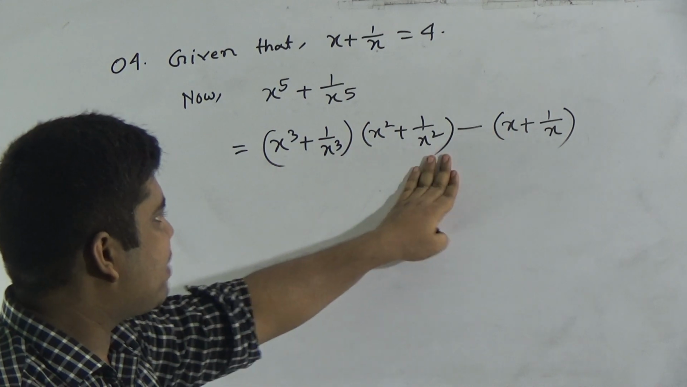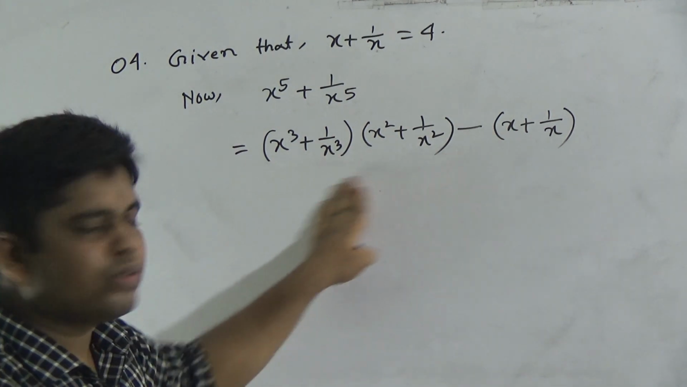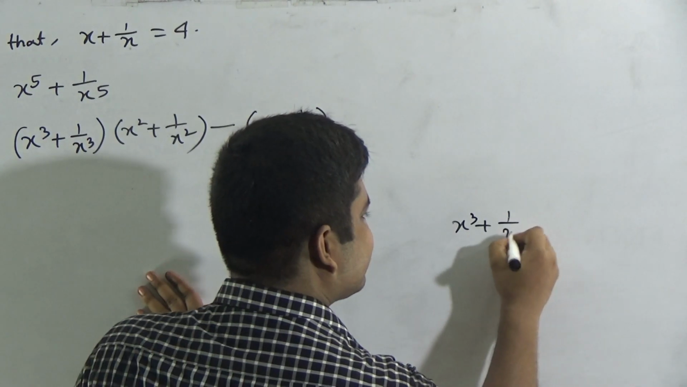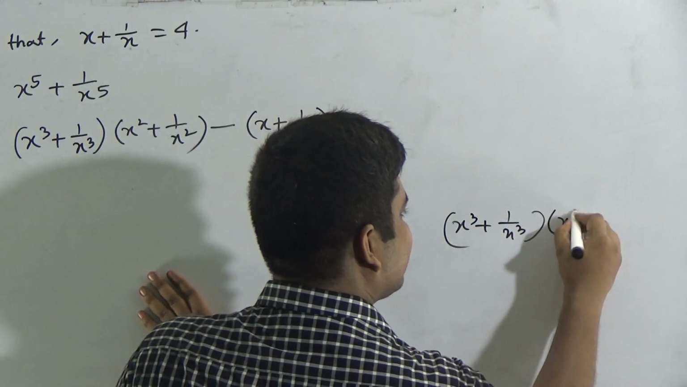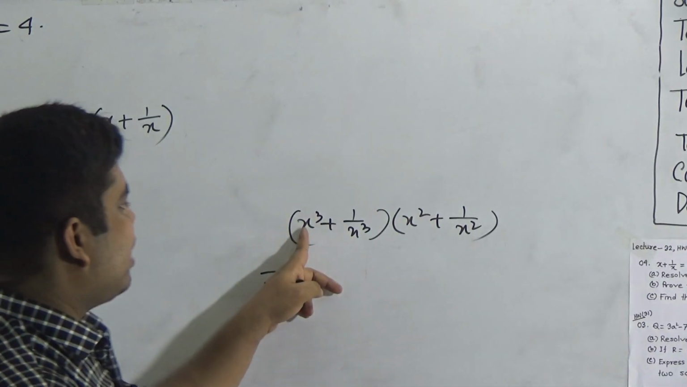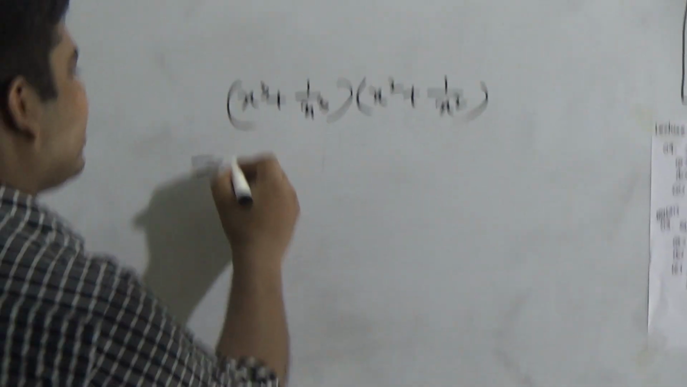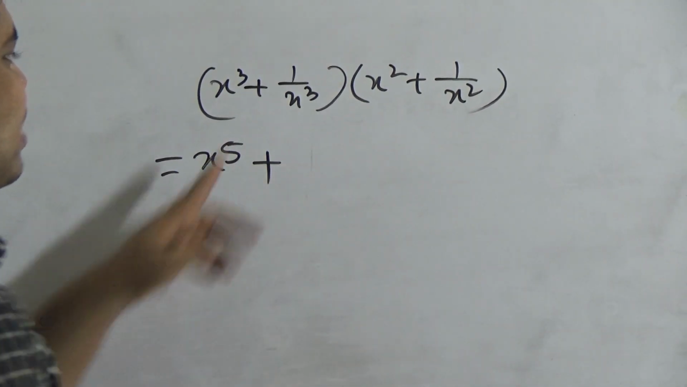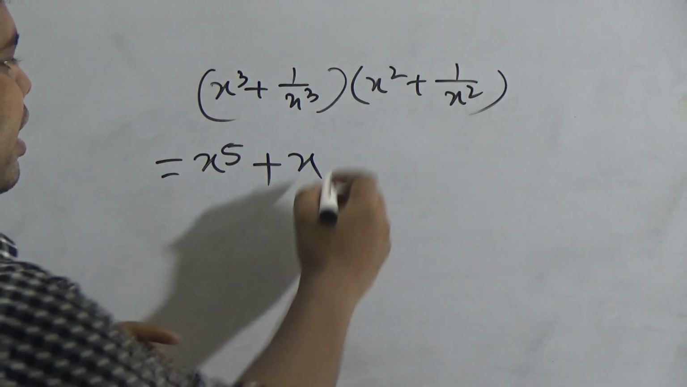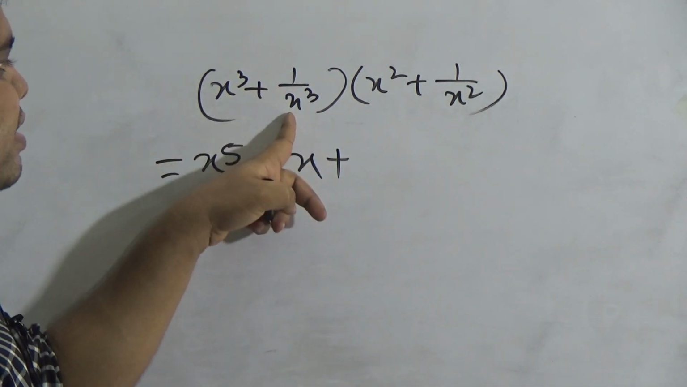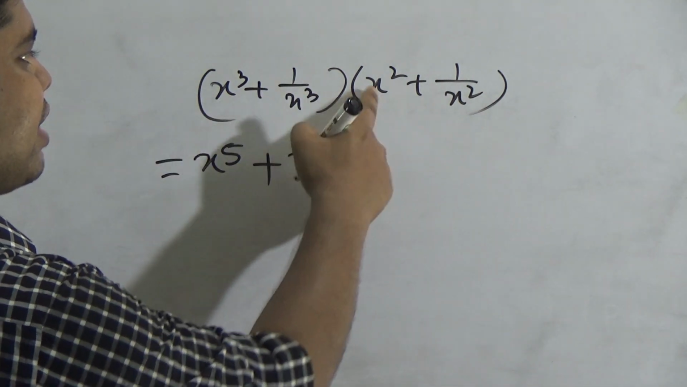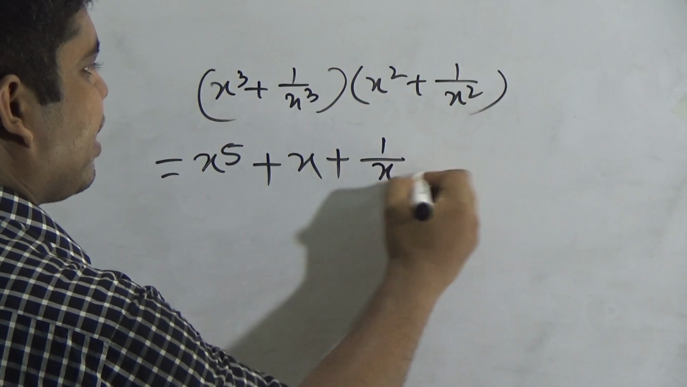At first we multiply these two expressions. Notice, x cube plus 1 by x cube into x square plus 1 by x square. Now, x cube with x square will be x to the power 5. Then x cube with 1 by x square will be x. Again, 1 by x cube with x square will be 1 by x.